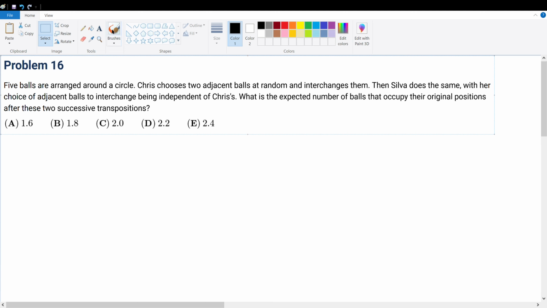Problem 16. 5 balls are arranged on a circle. Chris chooses 2 adjacent balls at random, interchanges them. Sylvia does the same, but her choice is independent of Chris's. And we're trying to find the expected number of balls that occupy their original positions after the 2 successive transpositions.